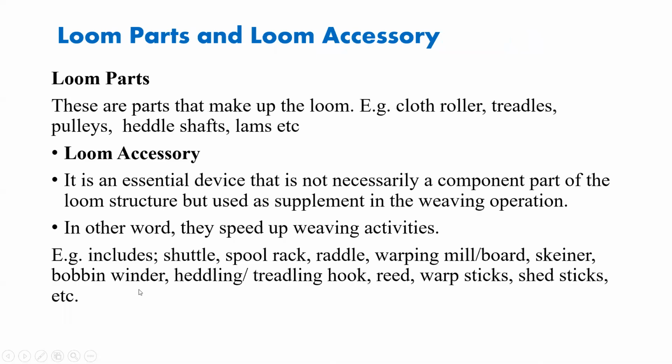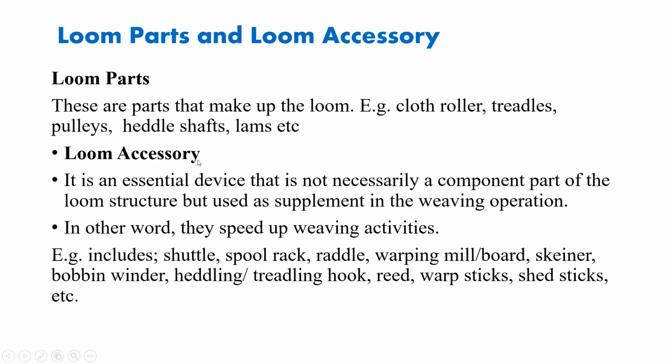Okay. So now we are looking at the loom parts and loom accessories. The loom parts are what form the loom structure, and the accessories are the devices that speed up the weaving activities. The loom parts are the main parts that make up the loom. Examples: you have the cloth roller, treadles, pulleys, pedal, shafts, lamps, and so on.